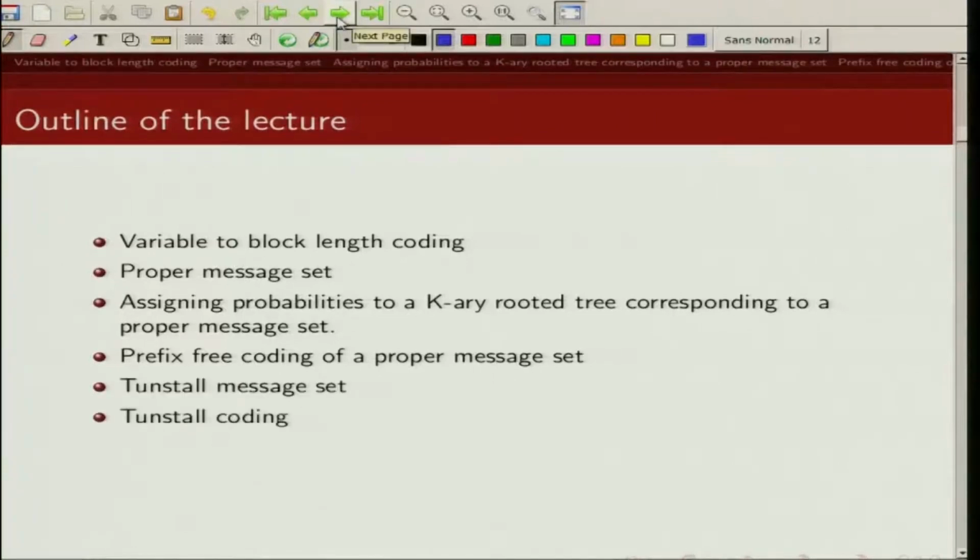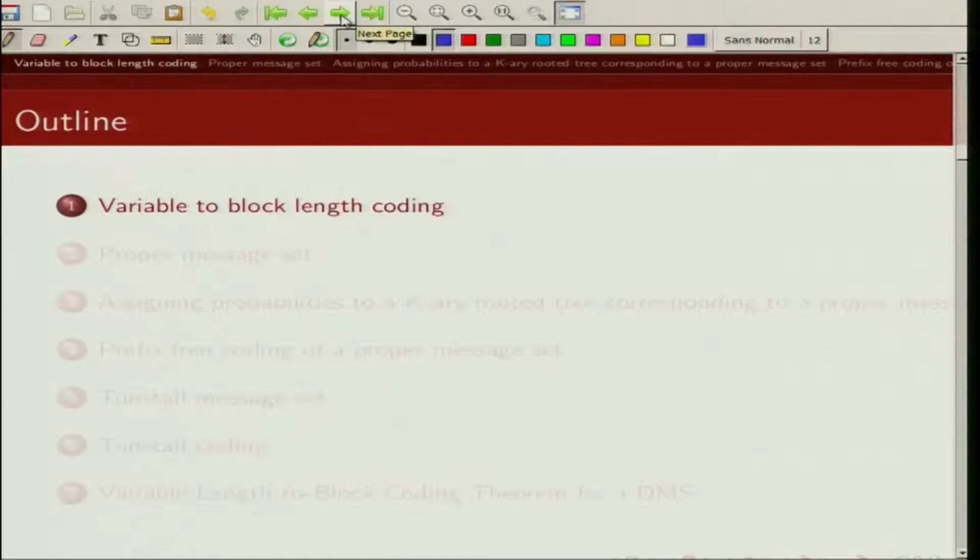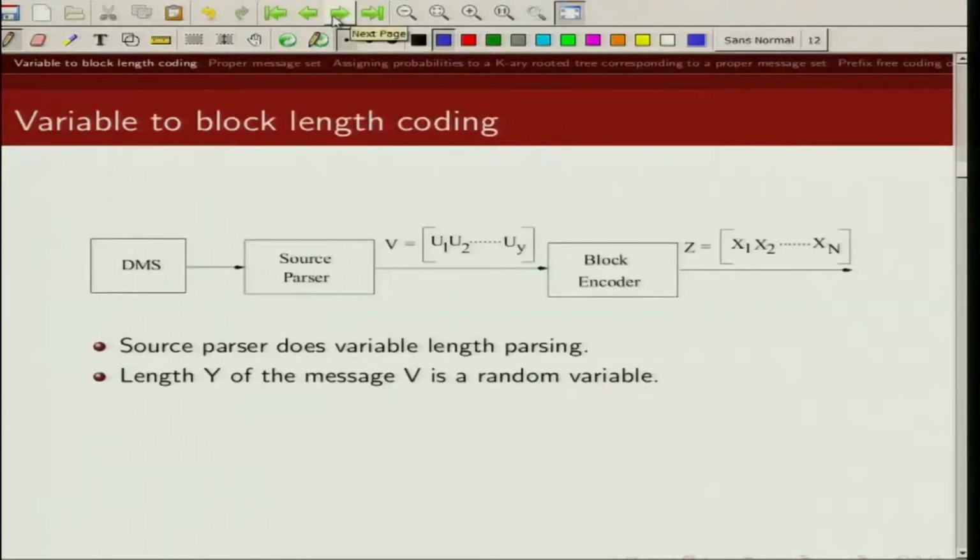Subsequently, we will define what an optimal proper message set is, which is known as the Tunstall message set, and we will talk about optimal variable to block length coding when the source is parsed according to a proper message set, and that's known as Tunstall coding. And finally, we'll give bounds on expected code word lengths. So let us start this discussion.